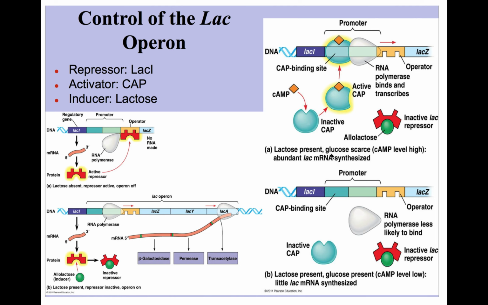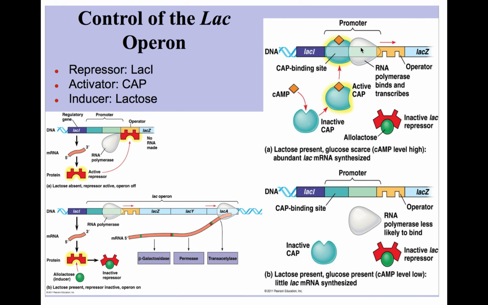Now, if glucose gets used up and you still have lactose present, all of a sudden the cell says, okay, I've lost my primary source of energy. I need to go to an alternate source. Lactose would be that alternate source. So cyclic AMP levels will increase in the E. coli. This will bind to the CAP protein, which is typically inactive unless it is associated with cyclic AMP. This complex will then bind to the promoter.